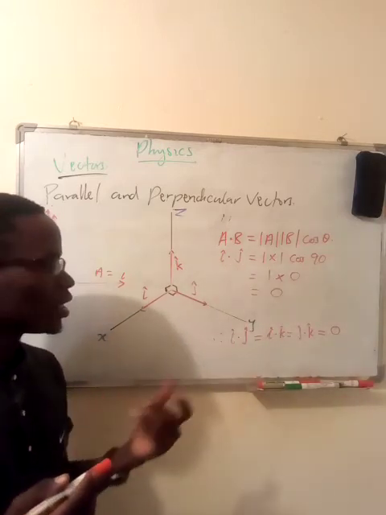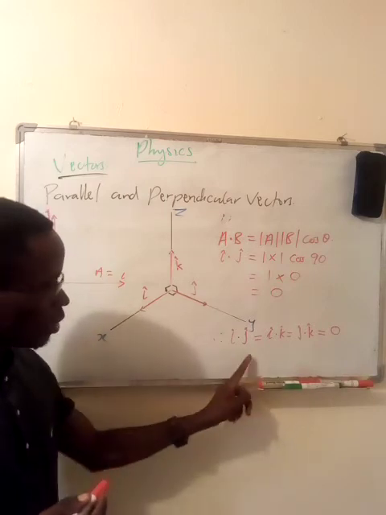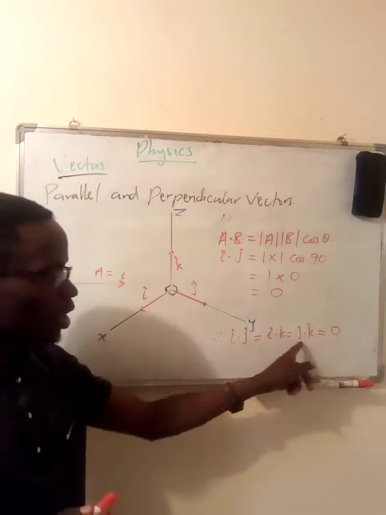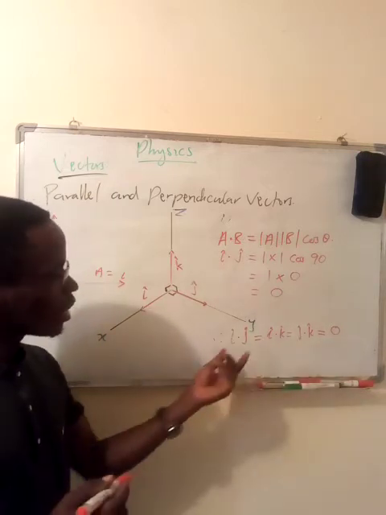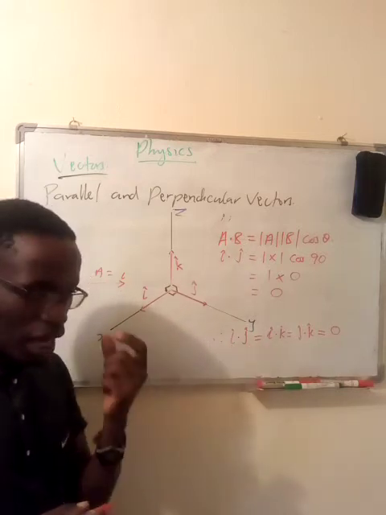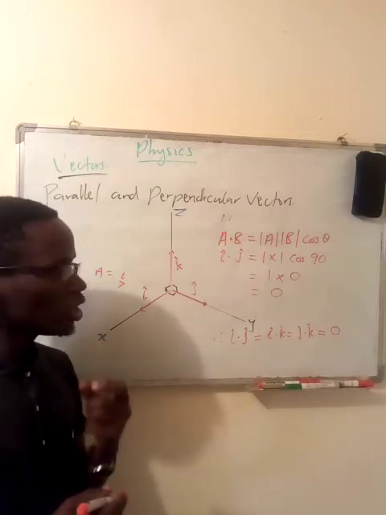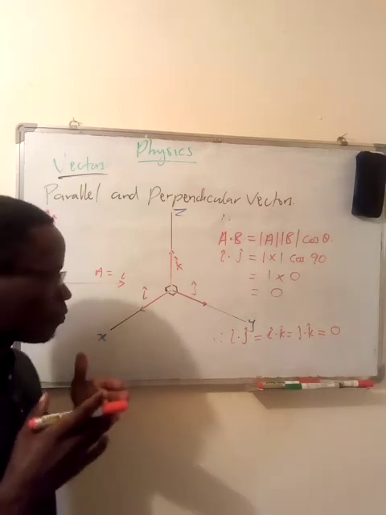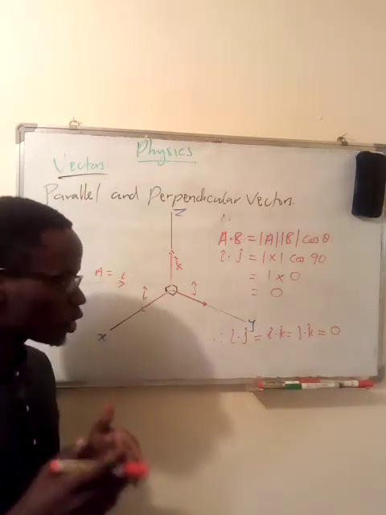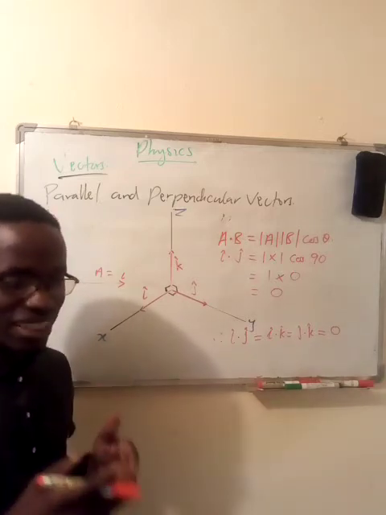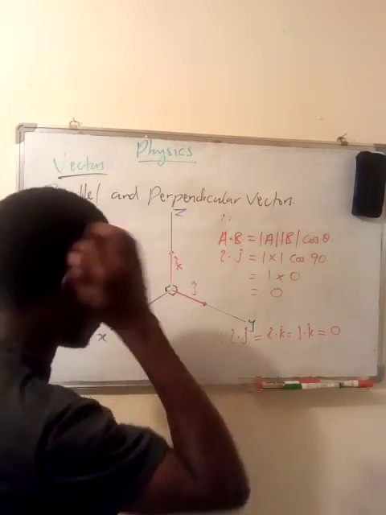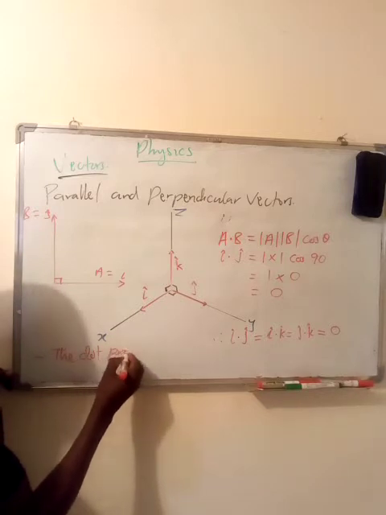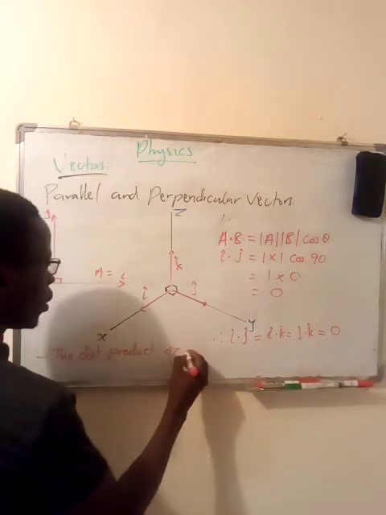Okay, I'm going to write that down. The dot product of any two perpendicular vectors is 0. Are we together? The dot product of any two perpendicular vectors is 0. Okay? Please don't forget that. I hope you get that.